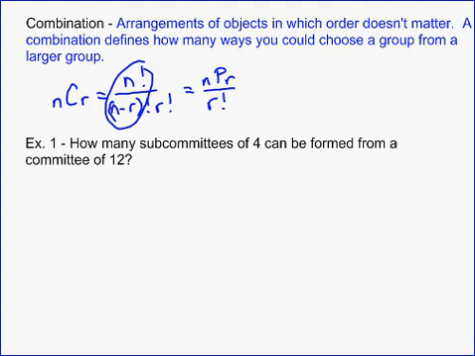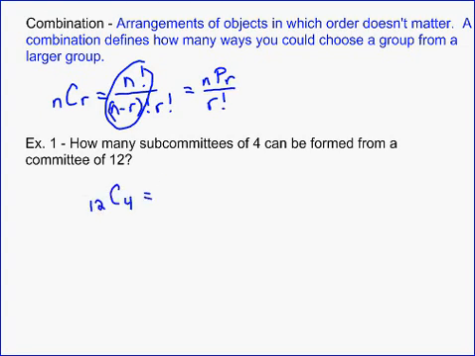So if we look at number 1, it says how many subcommittees of 4 can be formed from a committee of 12? You've got these 12 people that are serving on a committee, and then they need to form a subcommittee, and they want 4 people on it, and we want to know how many ways we can do it. There's no order on this problem because we haven't given anybody on the subcommittee a position. We just have 12 different people. We want to take 4 of them and put them on a committee.